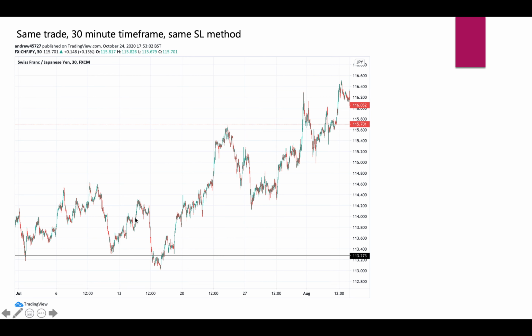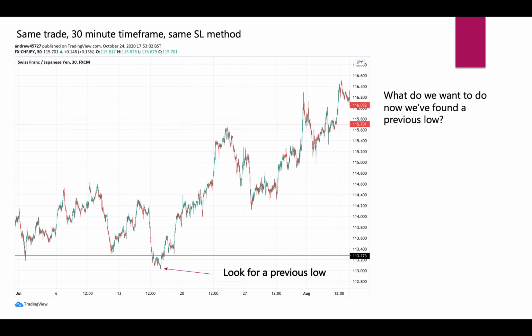And what have we done first? We've zoomed out. So basically, the trade is further on in the future. Obviously, on the 30-minute time frame, I've had to scroll back to find a previous low. But this is still our entry point in the future. This is just the next low from our entry point. So look for a previous low. That's the low we found. So what do we do now that we found a previous low?